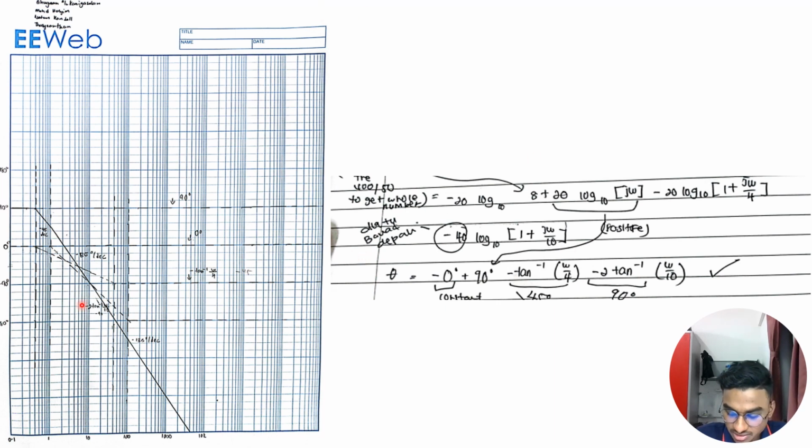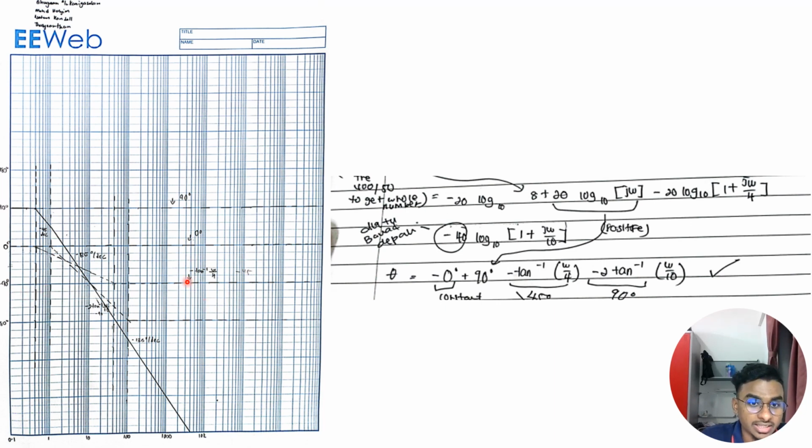Based on this equation, we now plot the phase Bode plot on the semi-log graph. From the equation, we plot the graph like this, and the equation shows that the 0 degree line is flat, and this is the line for 90 degree, and the negative tangent inverse of omega over 4 is a line from the negative 90 degree from this line.